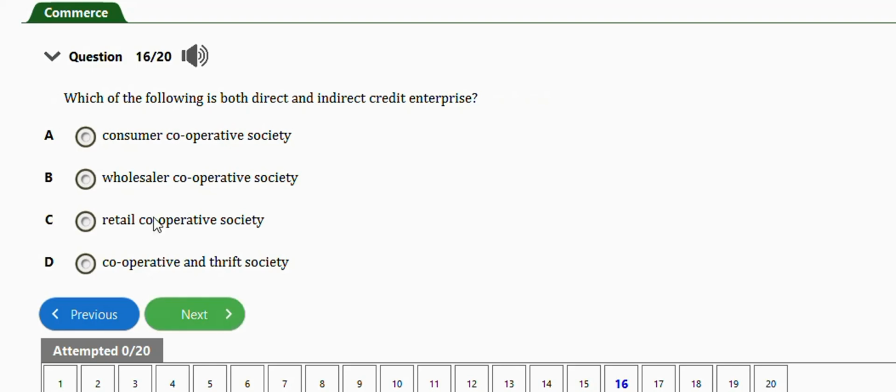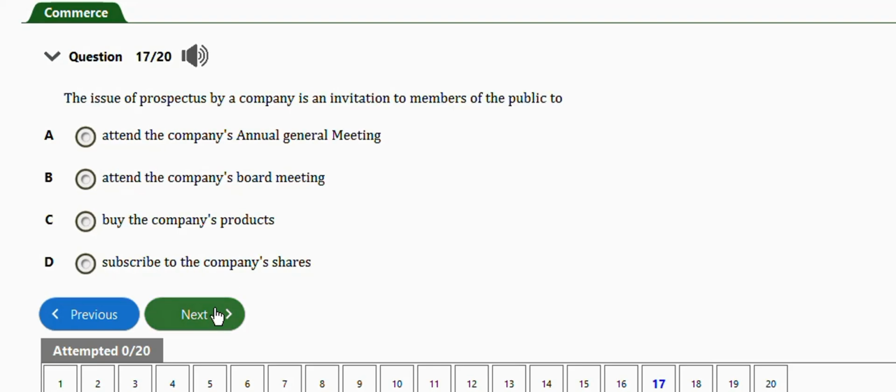This question. Which of the following is both direct and indirect credit enterprise? Consumer cooperative society, wholesale cooperative society, retail cooperative society, cooperative and thrift society. Right answer is option D, cooperative and thrift society. Okay, next question. It says the issue of prospectus by a company is an invitation to members of the public to attend the company's annual general meeting, attend the company's board meeting, buy the company's product, subscribe to the company's shares. So the right answer is option D, to subscribe to the company's shares.